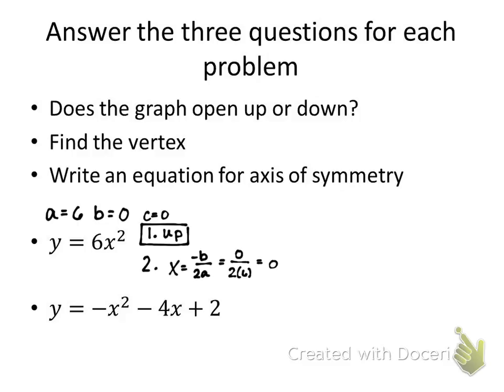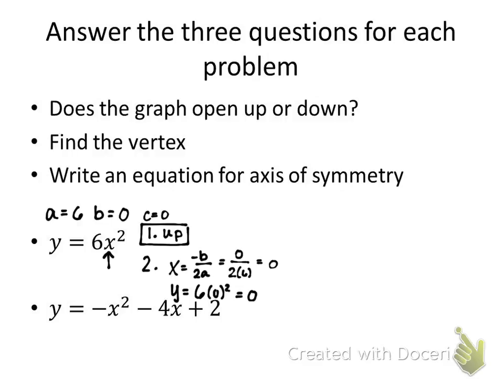Plug it back in to find y, because I'm going to go back to the original equation right here, and wherever or whatever number I got for x, I plug it in and solve for y. So I'm going to do y equals 6 times 0 squared. Well, what's 6 times 0 squared? 0.